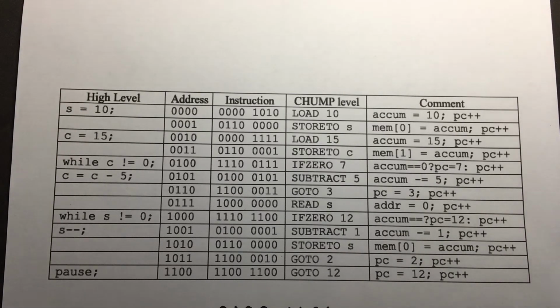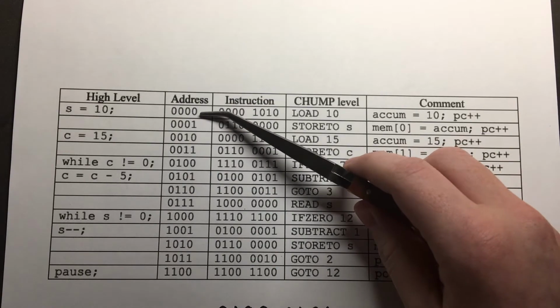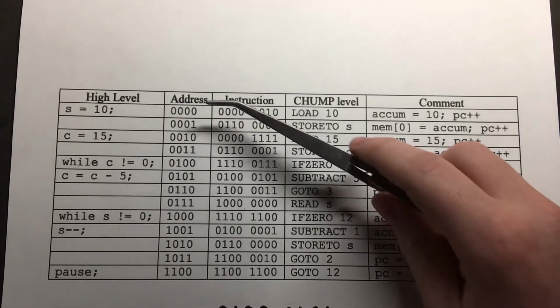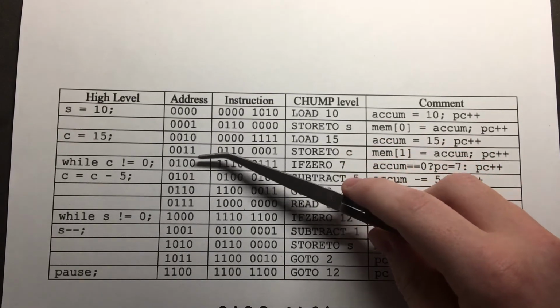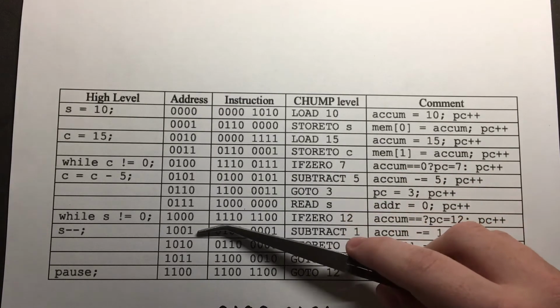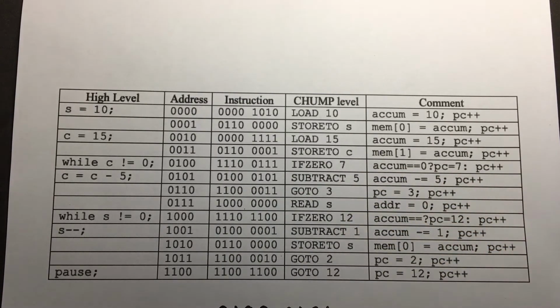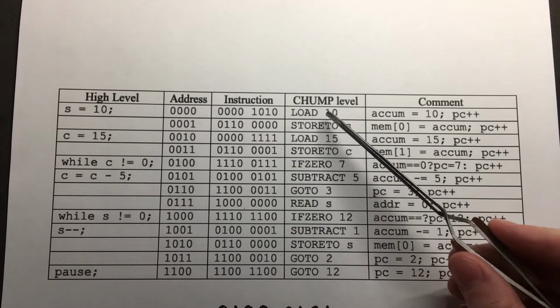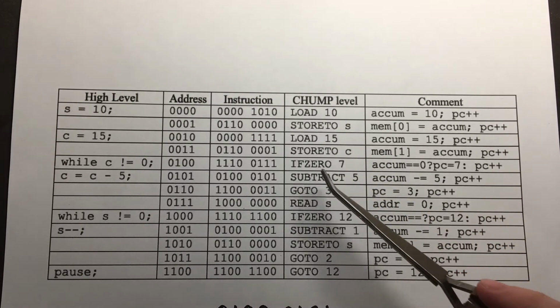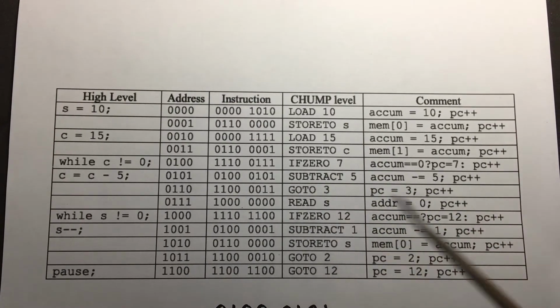So to write this out in Chumpanese program or assembly language, we have our different addresses. So this is the line it is on, so 0, 1, 2, 3, 4, 5, 6, 7, 8, 9, 10, 11, 12. So there are 13 lines of code in here, and then we have a bunch of different instructions over here. So load, store to, if 0, subtract, go to, and read.